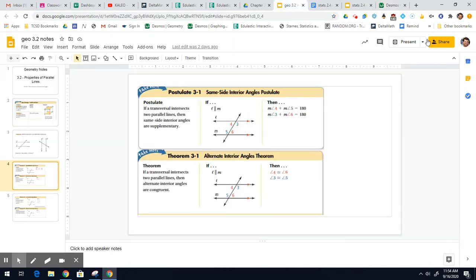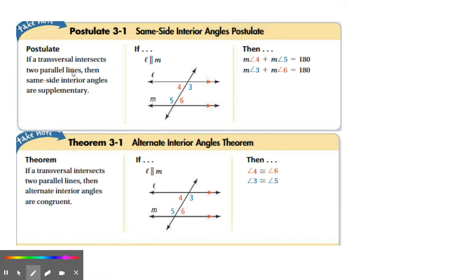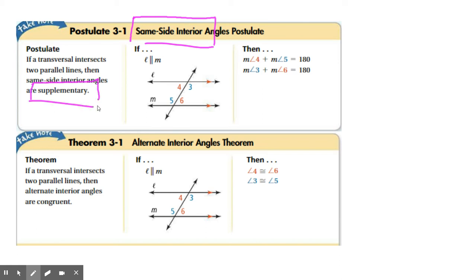Okay, so there's going to be 4 we're going to talk about. So first is same side interior angles. So if a transversal intersects parallel lines, then the same side interior angles are supplementary. So same side interior are supplementary. It's all this big SSS talk, right?